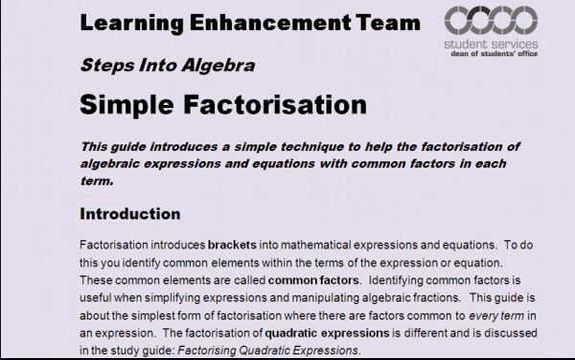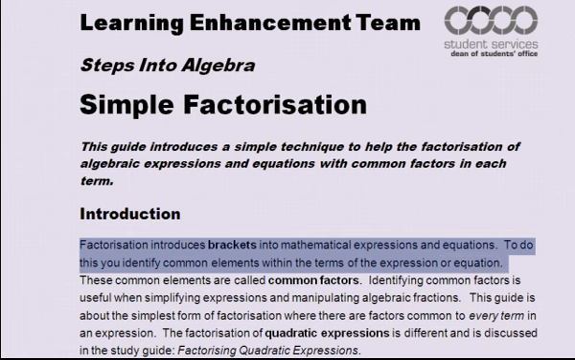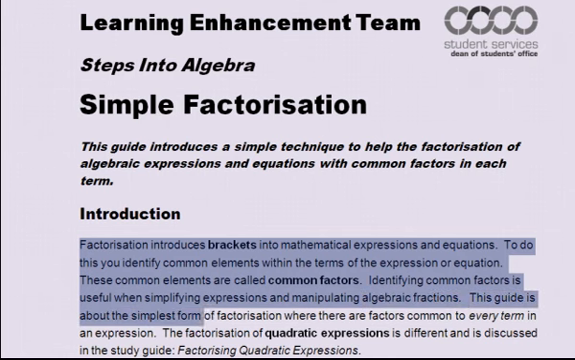Introduction. Factorisation introduces brackets into mathematical expressions and equations. To do this, you identify common elements within the terms of the expression or equation. These common elements are called common factors. Identifying common factors is useful when simplifying expressions and manipulating algebraic fractions. This guide is about the simplest form of factorisation, where there are factors common to every term in an expression. The factorisation of quadratic expressions is different and is discussed in the study guide, Factorising Quadratic Expressions.